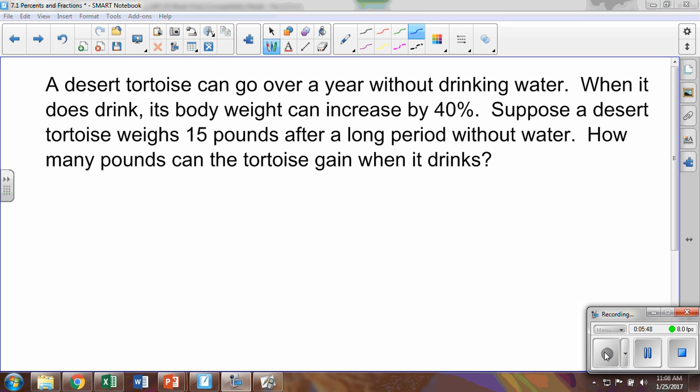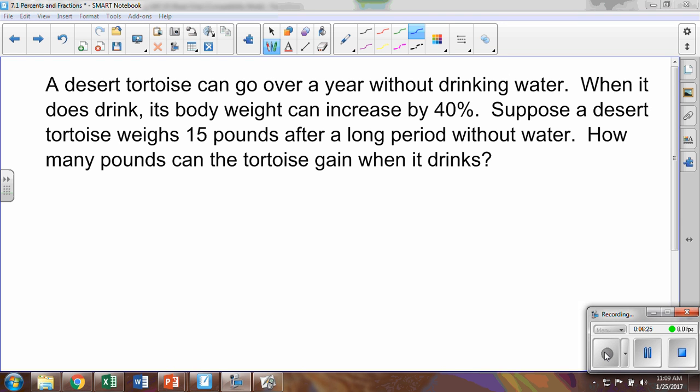All right, this one is used to address percent of a number. A desert tortoise can actually go over a year without drinking any water at all. And when they do drink, because they need to drink a lot to basically hoard it for a while, their body weight can increase by up to 40%. So let's say that you've got a desert tortoise and it weighs 15 pounds, and then it goes on its bender and starts drinking. How many pounds can its body weight increase?